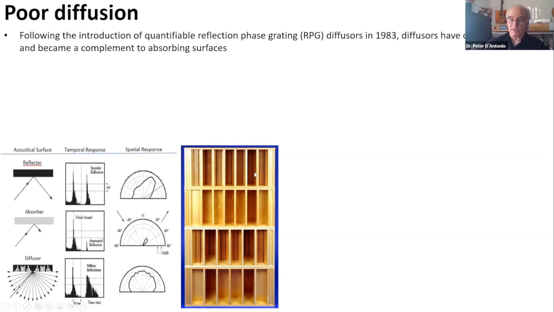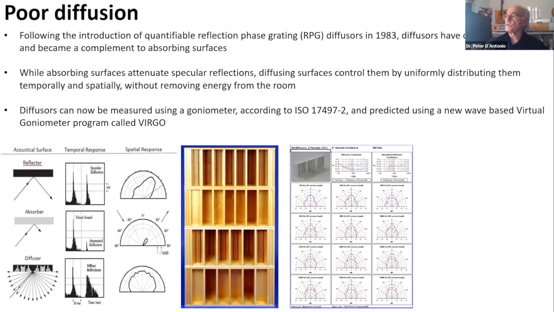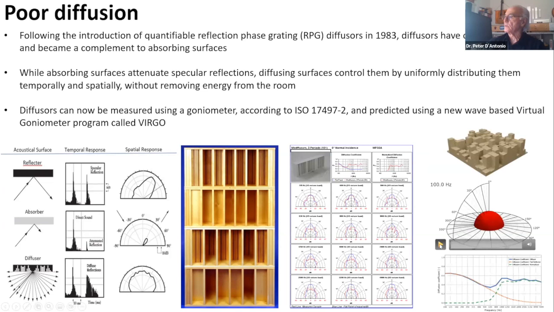We can now measure these scattering surfaces with what is called a goniometer, by a certain standard that we developed many years ago. And we have a new development where we can actually predict the scattering from any shape surface from a 3D file, which has introduced a tremendous evolution of capability, which you'll be hearing more about.